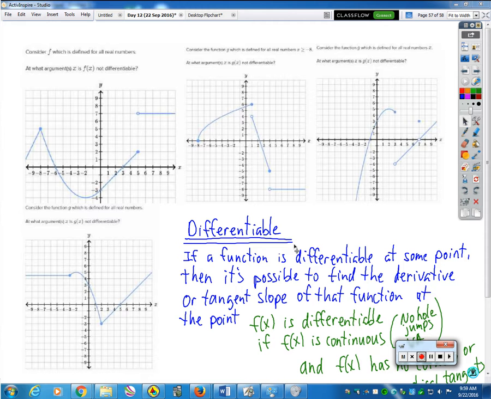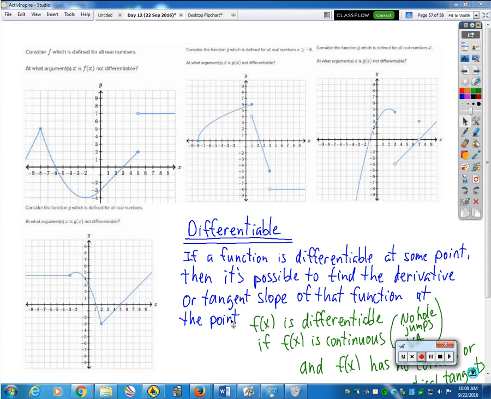Some point, then it's possible to find the derivative or tangent slope of that function at that point. So write that in your own words. You don't have to write it word for word. You just need to get the same idea.